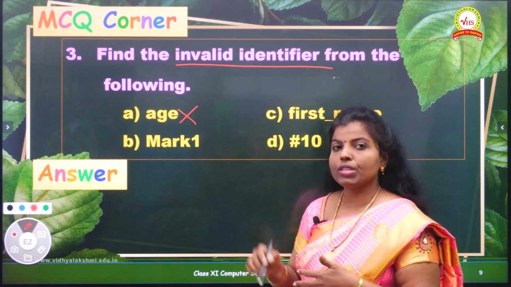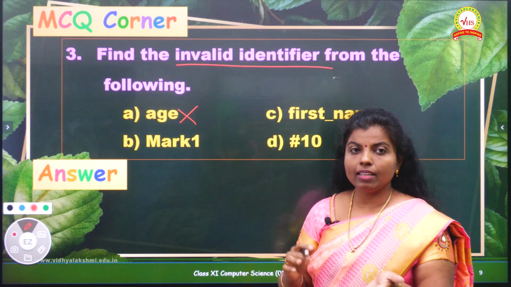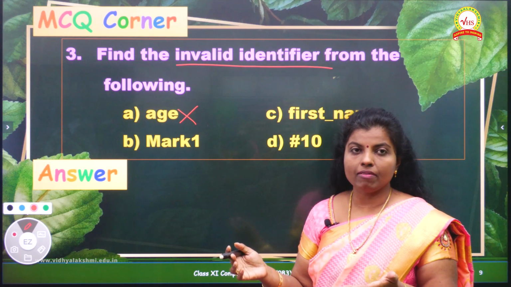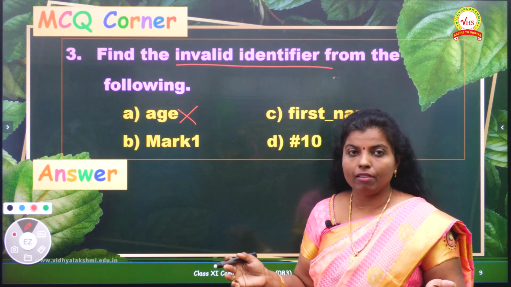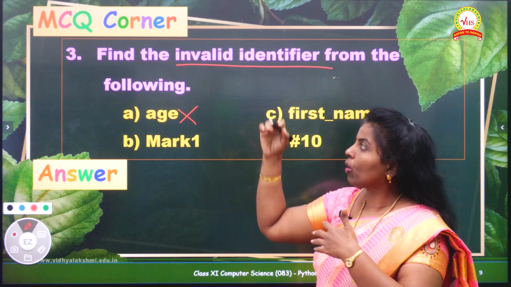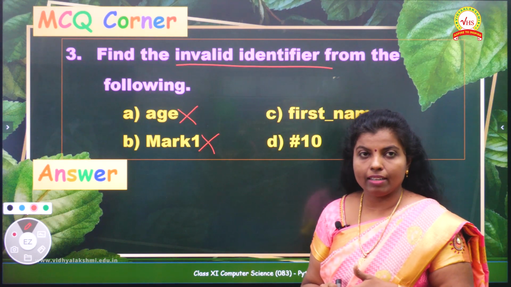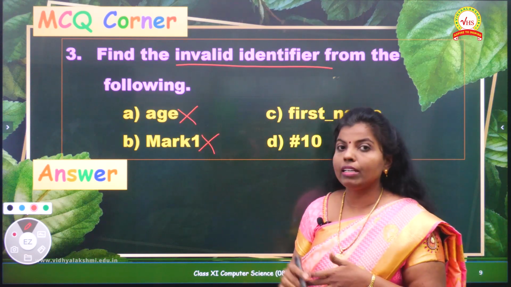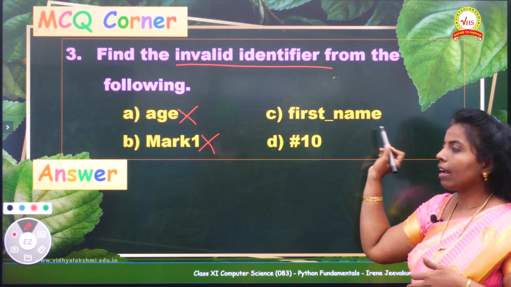And if you see option B, it is given as mark1. This has a letter as well as a number, but it does not begin with a number. It does not have any special symbols and it is not a keyword also. So, this is also a valid identifier. According to the question given here, this is not the invalid identifier. Both are valid ones.